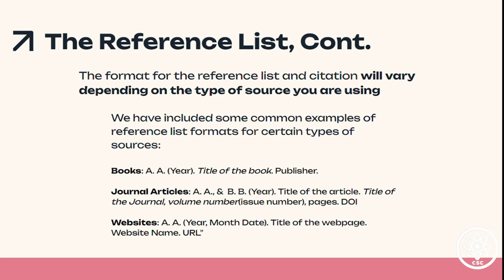For your sake, we have included some common examples of reference list formats for certain types of sources. If you were to cite a book, you would use the author's first and last name. In this case, we included the first and last initials A and A, the year it was published, the title of the book, and the publisher of the book.